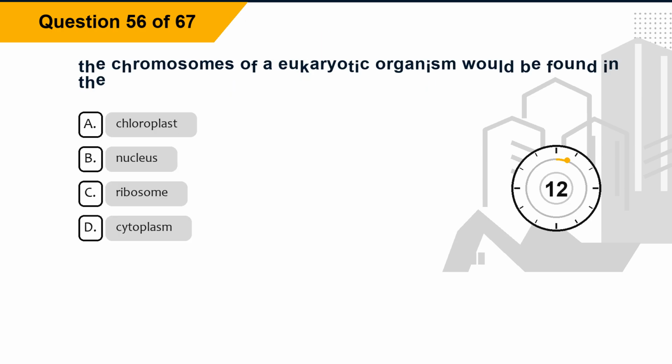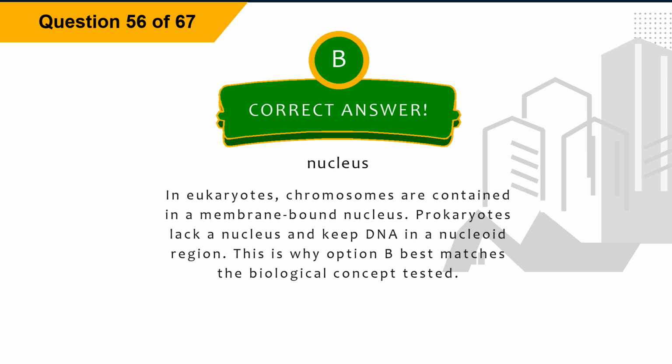Question 56. The chromosomes of a eukaryotic organism would be found in the option A, chloroplast. Option B, nucleus. Option C, ribosome. Option D, cytoplasm. The correct answer is option B, nucleus. Explanation: in eukaryotes, chromosomes are contained in a membrane-bound nucleus. Prokaryotes lack a nucleus and keep DNA in a nucleoid region. This is why option B best matches the biological concept tested.